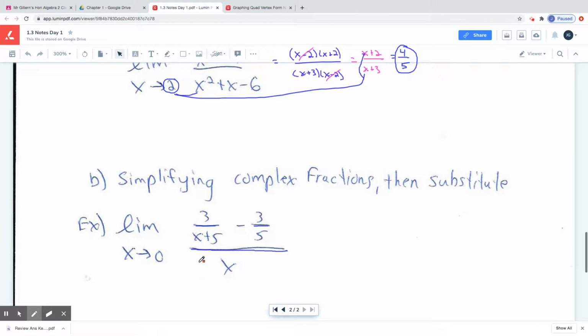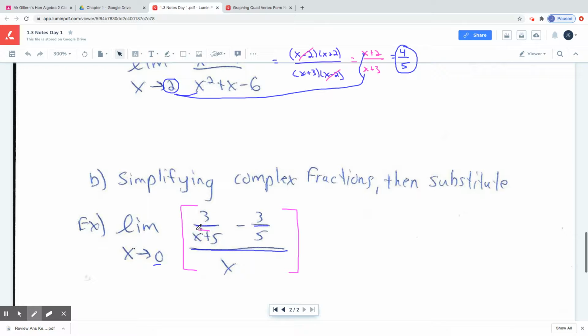Now, looking at this, your first instinct should be to substitute 0 in for x. The problem is I get 0 in the denominator, which means I can't do it. So this is not one where you factor. Whenever you see a complex fraction, we want to simplify the complex fraction. In case you forget how, we're just going to multiply everything by a common denominator.